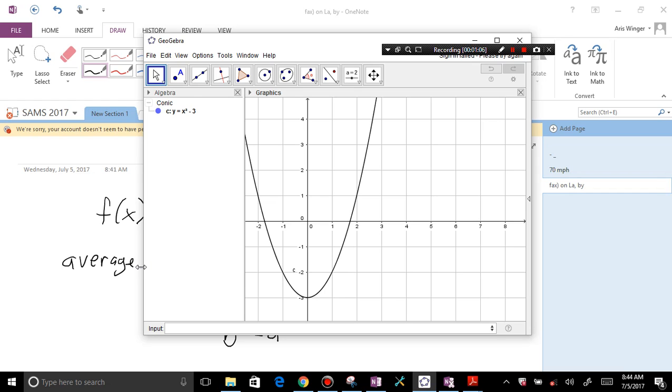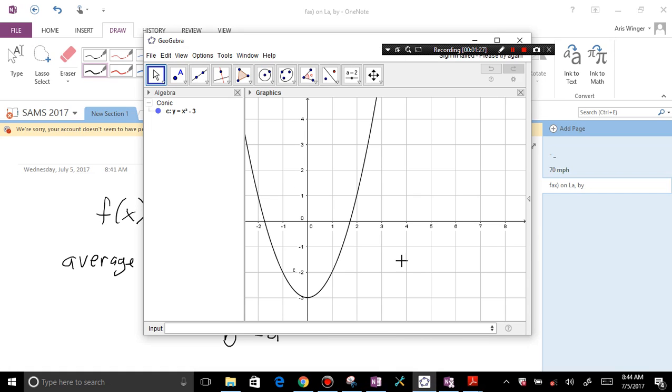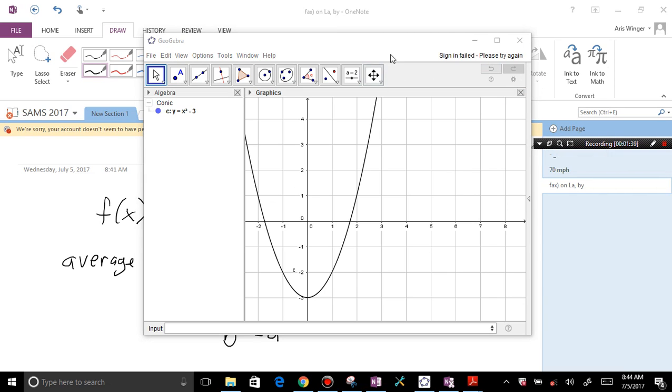The slope, that's right. And so when I say f of x equals x squared minus 3, on the interval 0 to 2, and I'm asking about f of b minus f of a over b minus a, then I'm asking about the slope of the line from this point to this point, right? Questions on that?